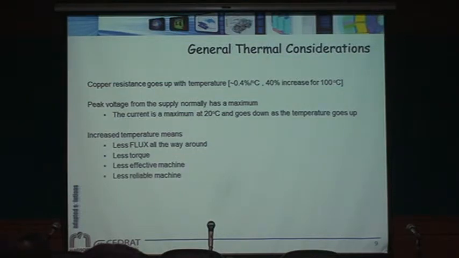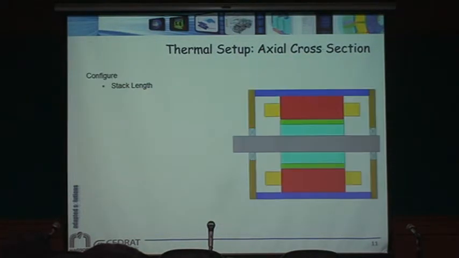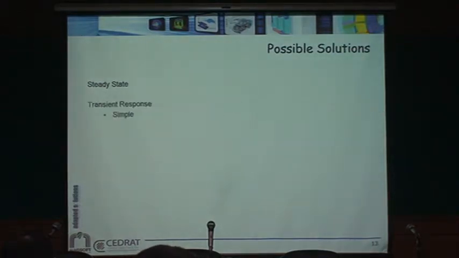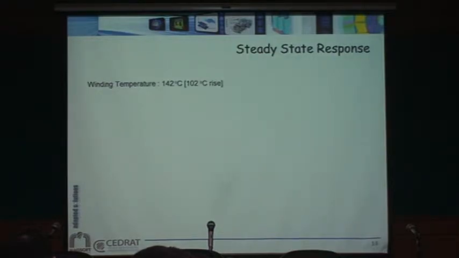Less effective machine, less reliable machine, and stuff like this. So here we see the description of the machine. I don't really care, I just showed you this. This is the information with it. So we're going to do first a steady state, then we're going to do a transient to see the time constant of the machine, and of course we could do the duty cycle.